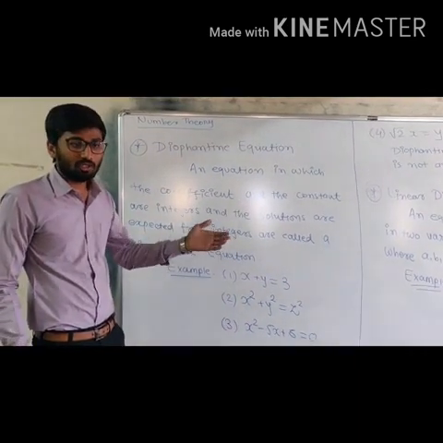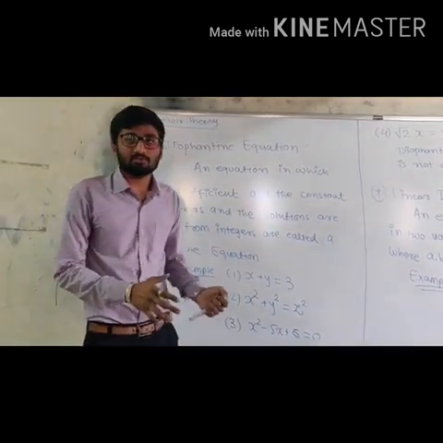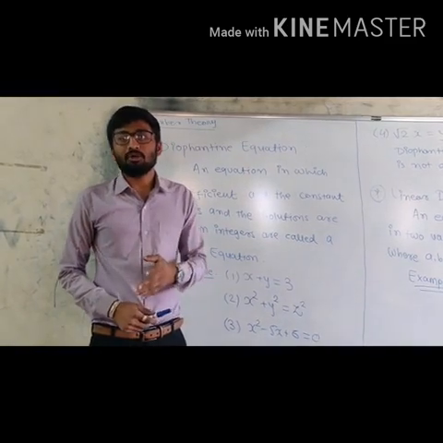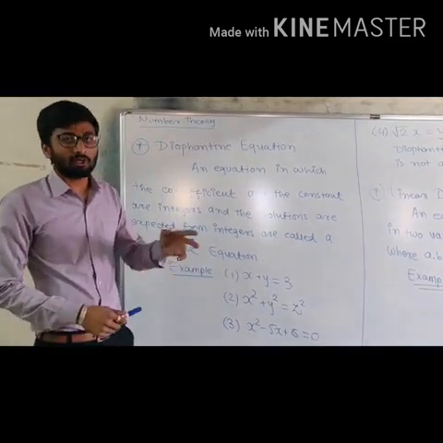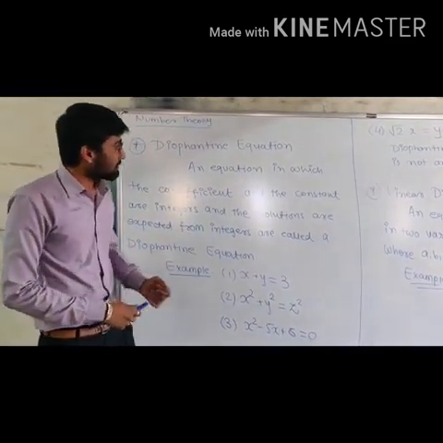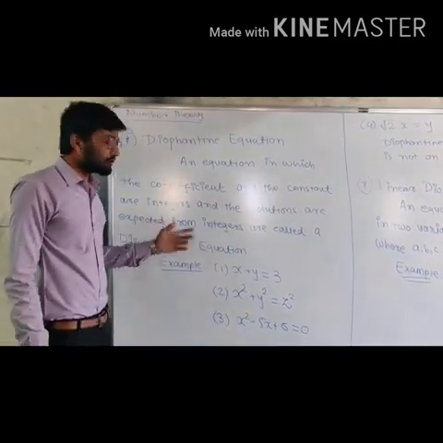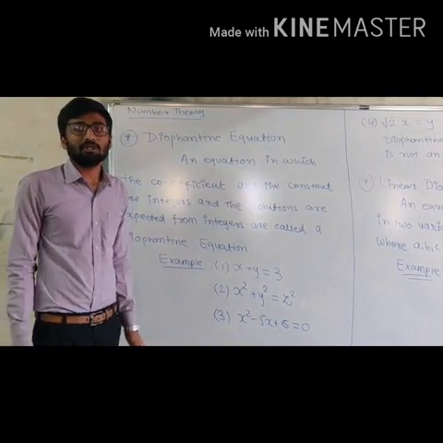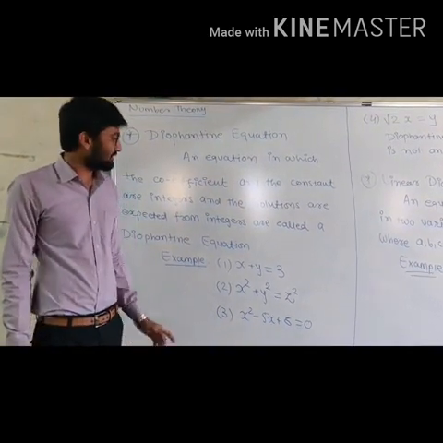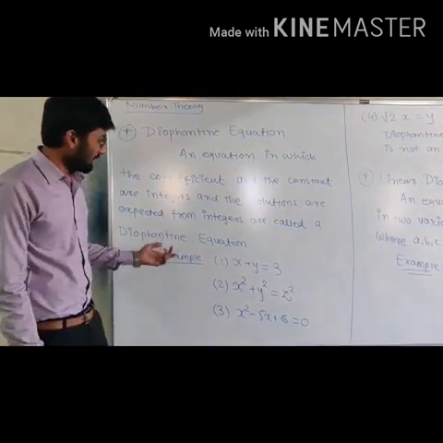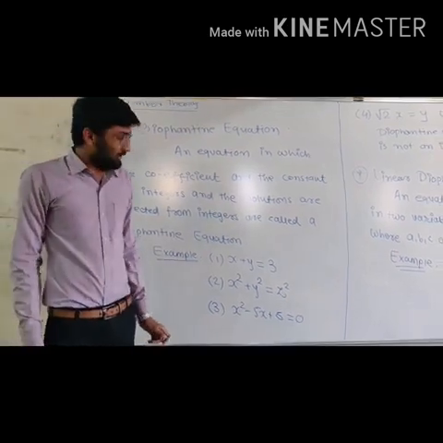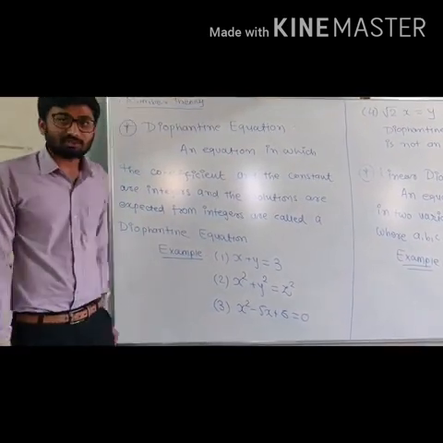Coefficient, that means the coefficient of x raised to some power, or y raised to some power, or x into y raised to some power. This coefficient and the constant term are also integers, and the solutions are expected from integers. That means the equation has at least one solution in integers. It is called a Diophantine equation. Now see the examples of Diophantine equation.